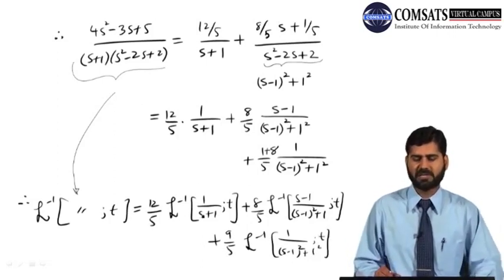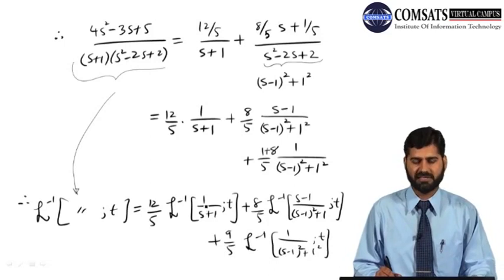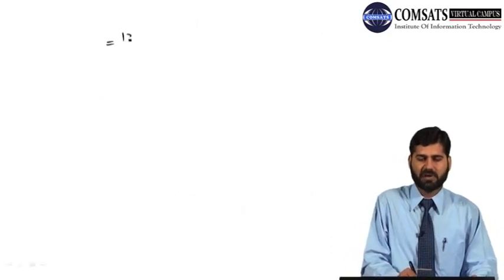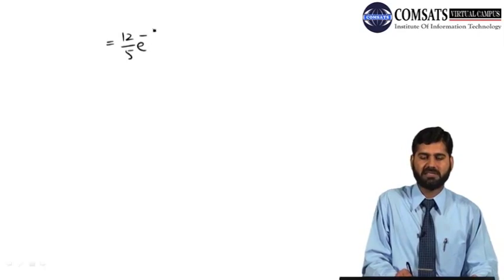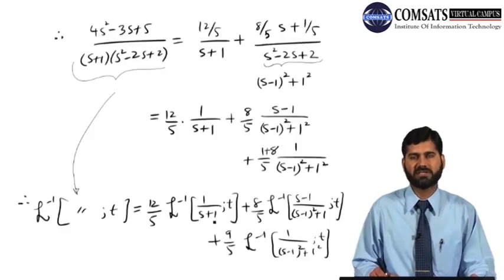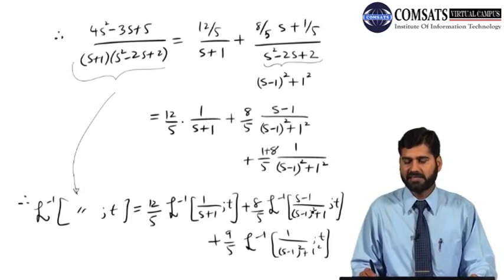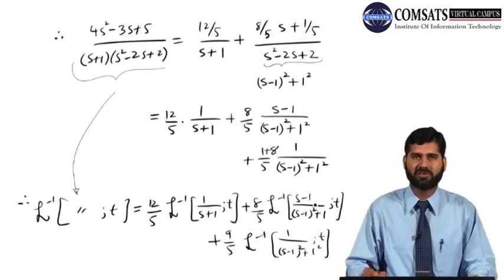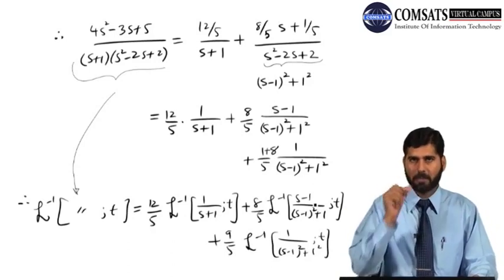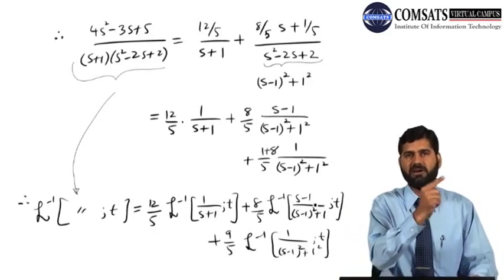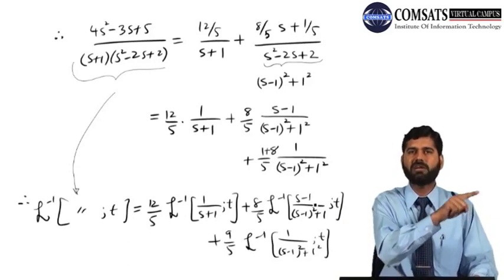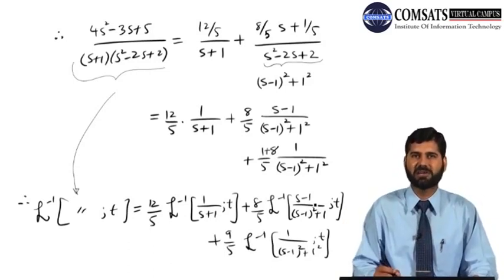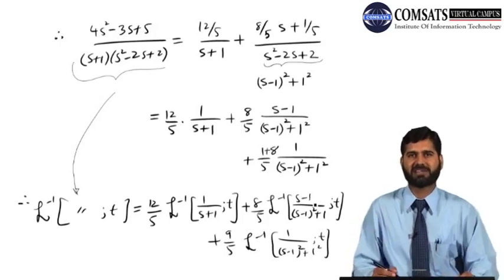Now recall 1 over s plus a is the Laplace transform of e to the minus at. Here a is 1, so it's e to the negative t, and you get 12 by 5 e to the minus t. Here, this is the Laplace transform of cosine t, but s is shifted to s minus 1. So you remember when it got shifted: it means it was not just cosine, but e to the power t was also being multiplied. That's why it got shifted to s minus 1.